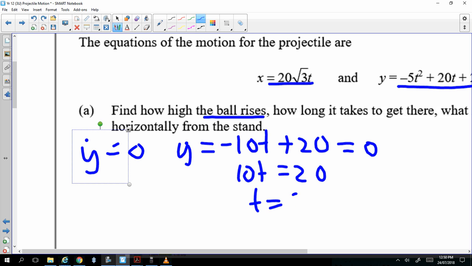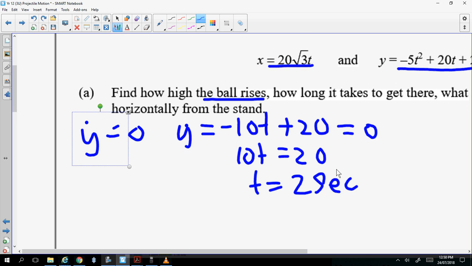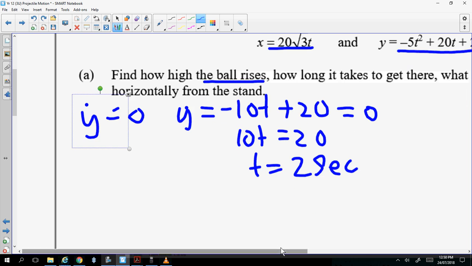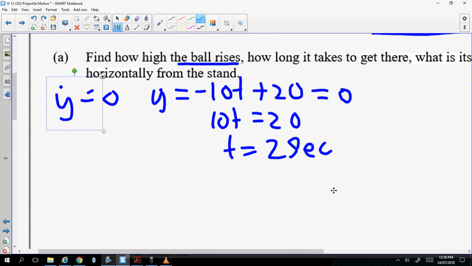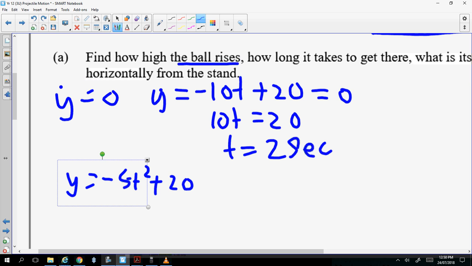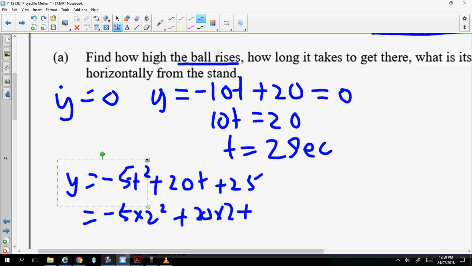Okay, and then you substitute t equal to 2. So you get negative 5 times 2 squared plus 20 times 2 plus 25. And then use your calculator. Negative 5 times 4 plus 20 times 2 plus 25 equals 45. So you reach 45 meters above the ground. Okay.